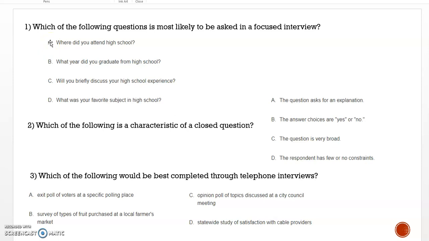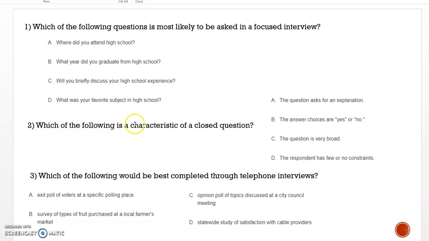Okay, when you come back: where did you attend high school? That's a pretty closed question. I could give them a list of 5 different things and they could answer. What year did you graduate? Same thing. That's a closed question. You can give them the years and they could choose from it. Will you briefly discuss your high school experience? That is open-ended. C would be your answer here. You're not giving them choices. There's not a set number of things that they could answer. They just have to talk from their experience. So number 1, C would be the answer.